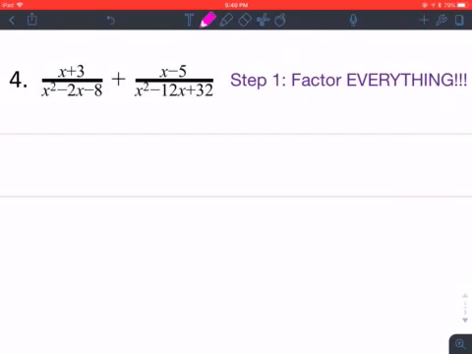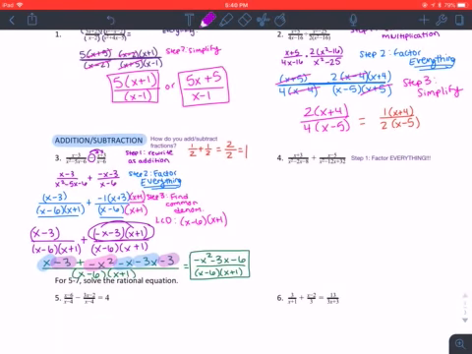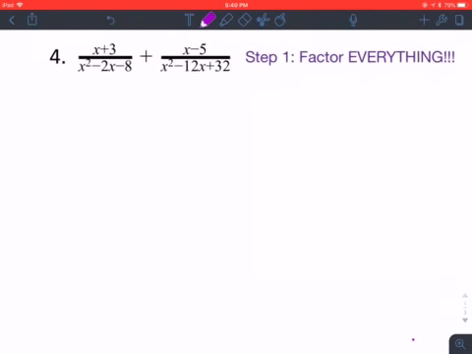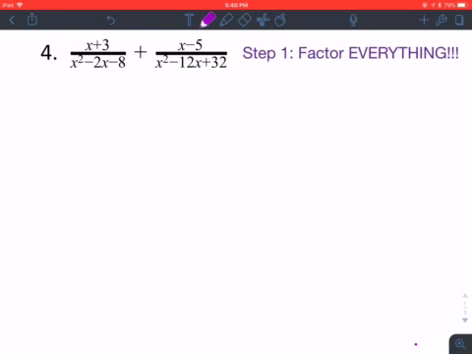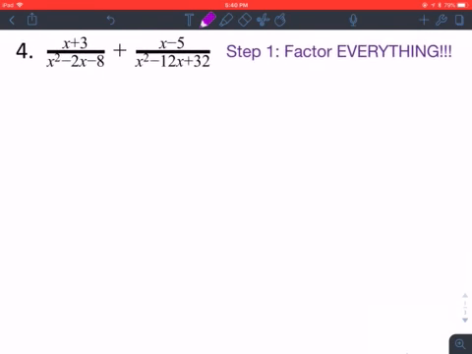For question 4, we're adding rational expressions. So we're going to start with the same step that we will for almost all rational expressions from now on. Just make sure you factor everything. So my first fraction, my numerator x plus 3 does not factor, but my denominator does. So my denominator will factor to x minus 4 times x plus 2.